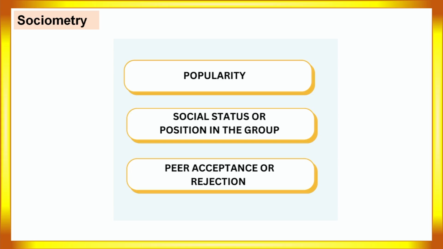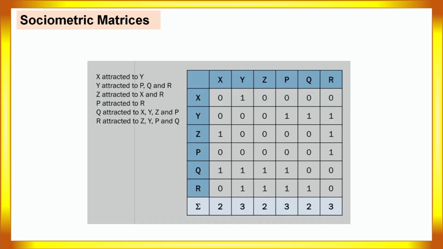Many things, any particular characteristic of an individual or an object in a group interaction situation, can be taken up for study through the process of sociometry.